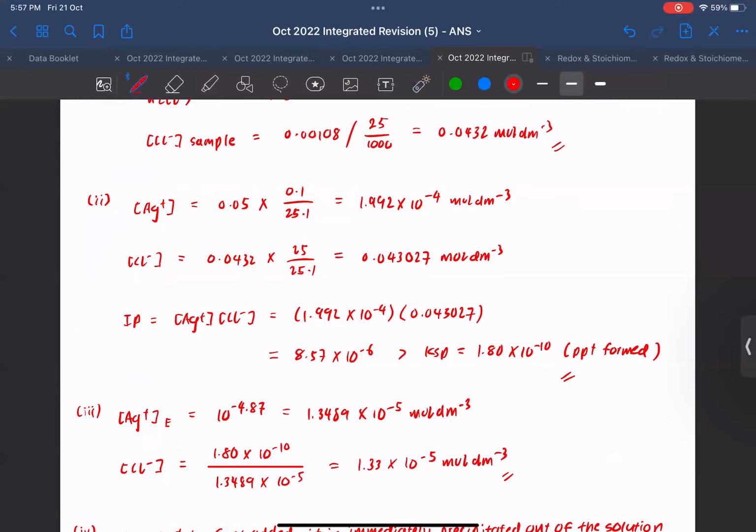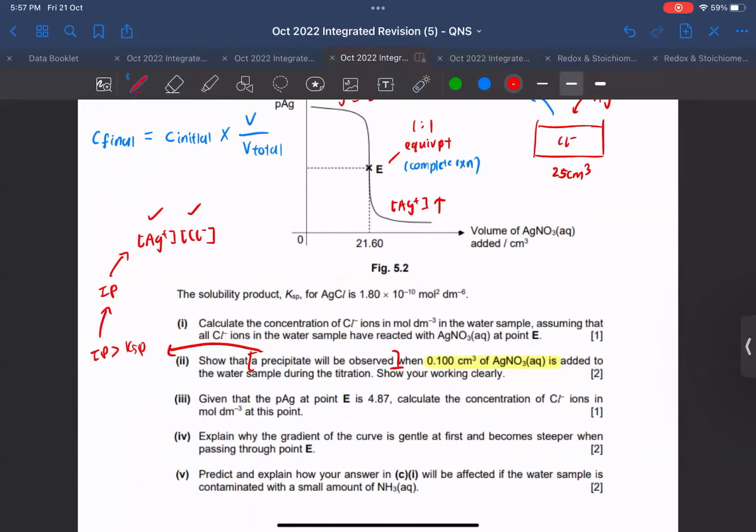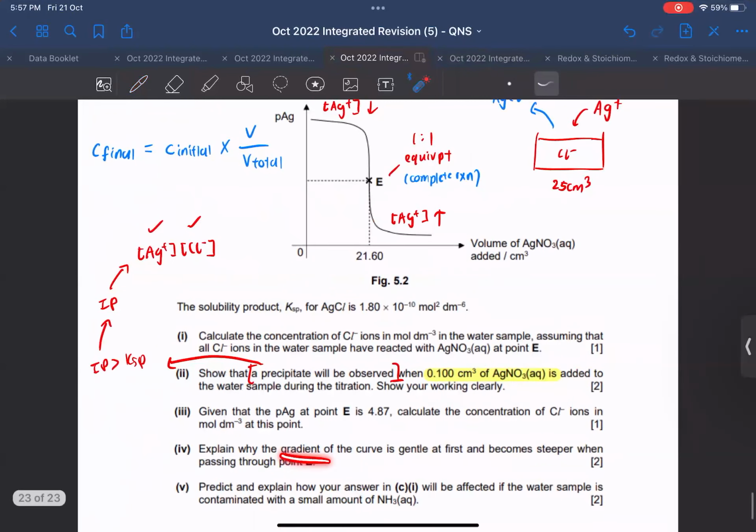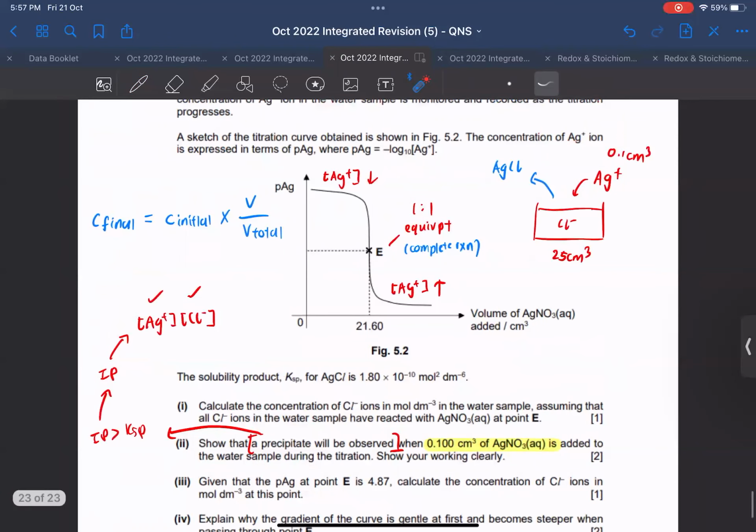Once that is said and done, we can finally look at part 4. Part 4 is the explanation part of this question, where we are asked to explain why the gradient at the start is very gentle, but becomes very steep as we pass through point E. We have kind of explained the gentle part at the very beginning. As I mentioned, it starts off at a very low concentration and doesn't change much, because when you add Ag+ at the start, it is instantly precipitated out as AgCl.